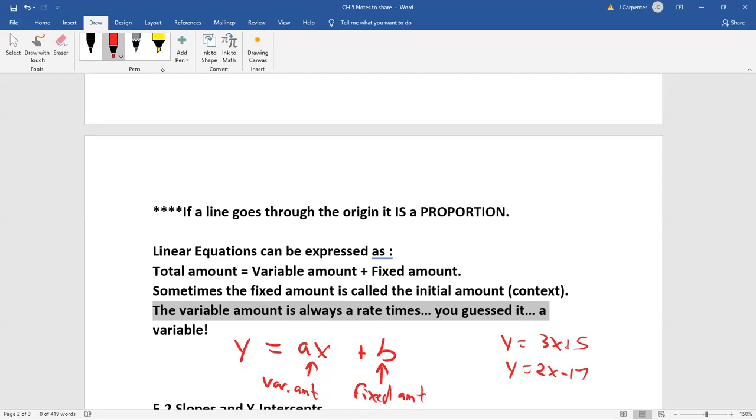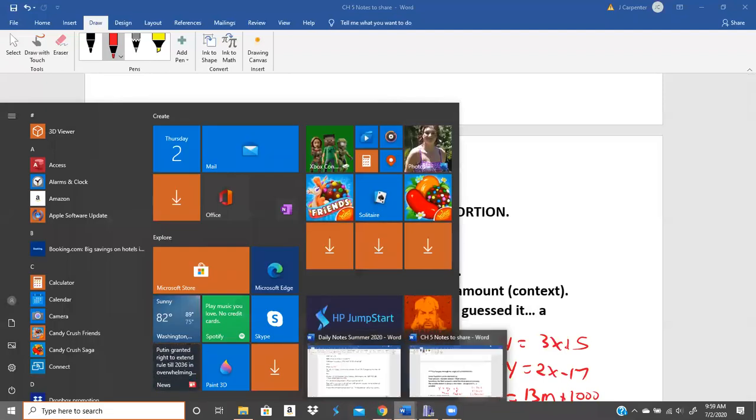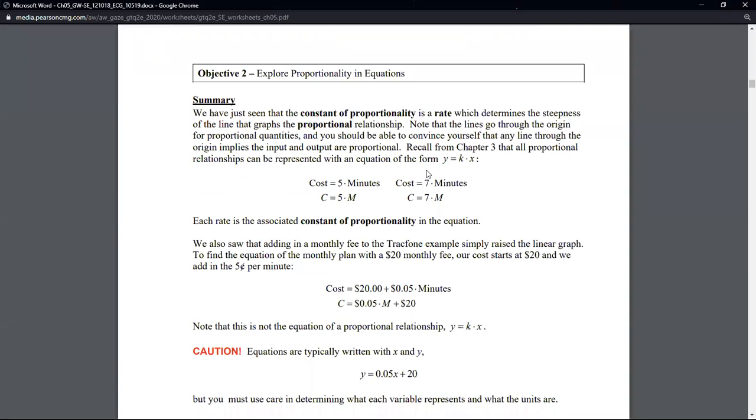They don't have to be x's and y's. They could be c equals 13m plus 1,000. So we got $1,000 flat fee and we're paying $13 a minute. I don't want that cell phone plan. I don't know about you. So let's see if we can do that. And the first one is, of course, pretty much given to us. And this is going back to the cell phone plan.